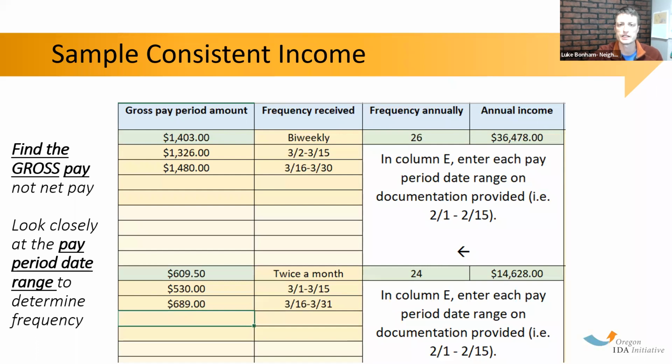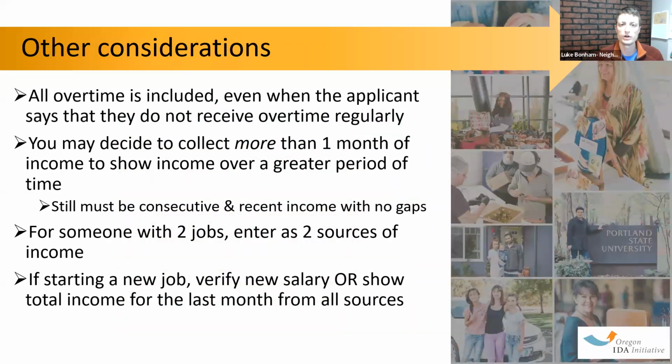Determining the correct frequency can make or break their income total because the frequency received is used to then calculate an annual income estimate. All overtime should be included when present on a pay stub, even when the applicant says they do not receive overtime regularly. If a paycheck with overtime puts them over the income limits, you may decide to include more than 1 month to show income over a greater period of time, but it always must also include the recent month of consistent income.